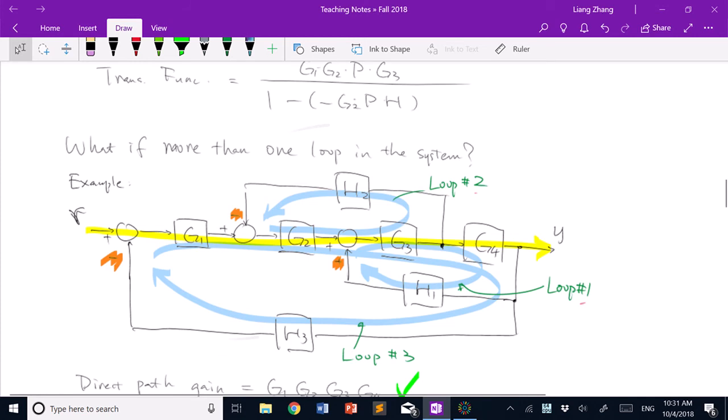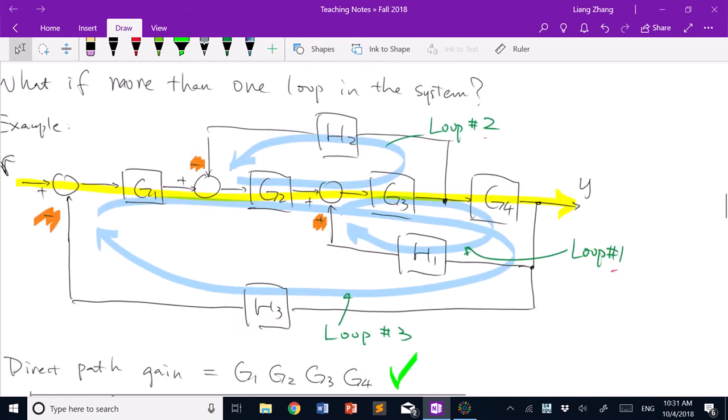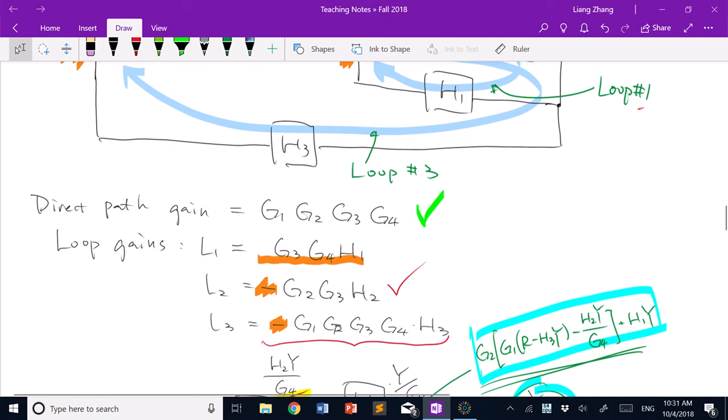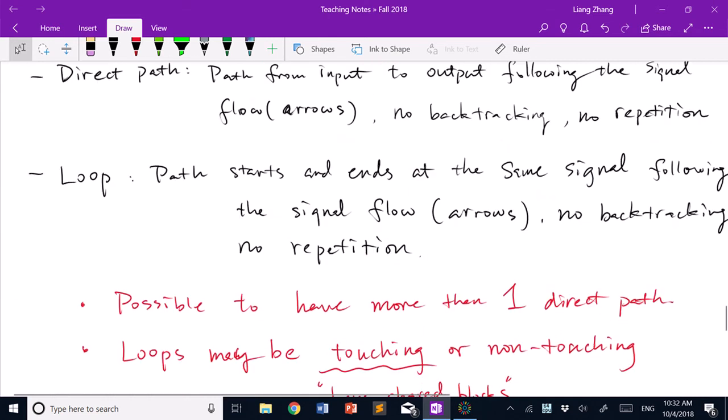Now we have one direct path, right? Let's look at this one. From R to Y, this is my direct path. And if we look at all the loops, no matter which loop you calculate, this loop always involves some blocks from the direct path, right? So it means if you look at the loop gains, each one of them has G involved, or has something in the direct path involved. If they're involved, they will have to be dropped.